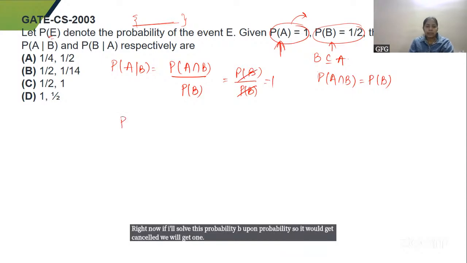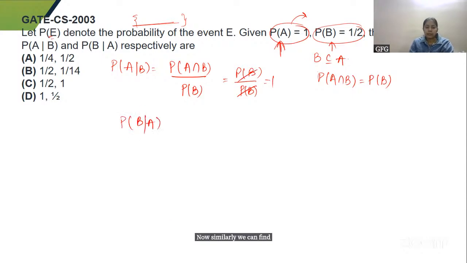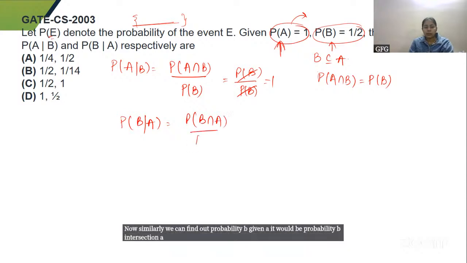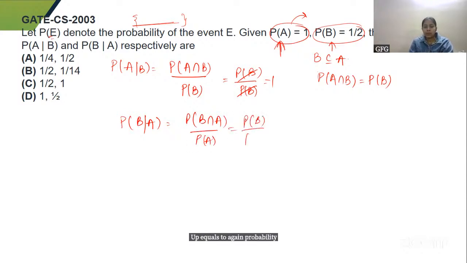Now, similarly, we can find out probability B given A. It would be probability B intersection A upon probability of A, equals again probability of B upon probability of A. That means 1 by 2 upon 1. It would give me 1 by 2, right? So option D is correct, right? So I hope everyone gets it. Right, guys, option D is correct.